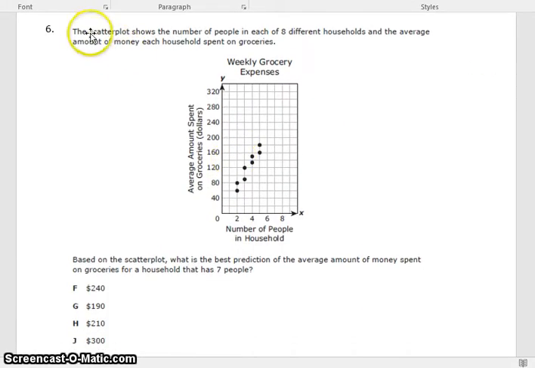Number 6. The scatterplot shows the number of people in each of the 8 different households and the average amount of money each household spent on groceries. We have money spent in dollars, number of people. Based on the scatterplot, what is the best prediction of the average amount of money spent on groceries for a household that has 7 people?